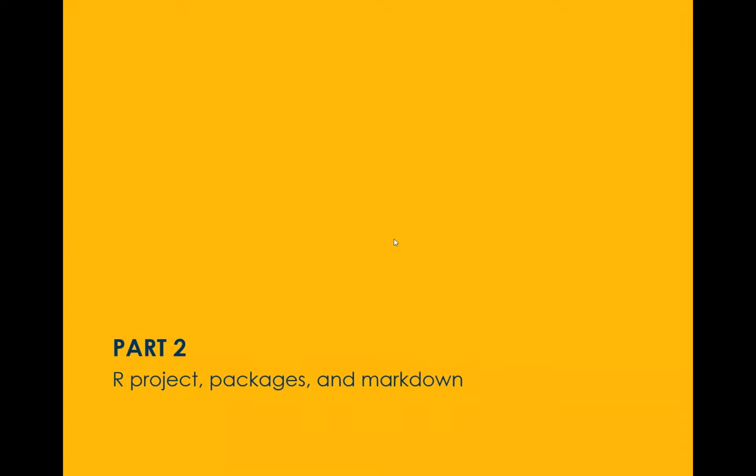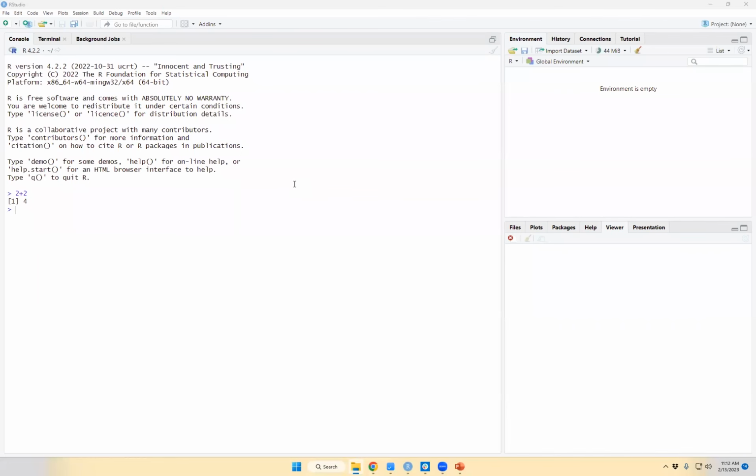Part 2 will be going over R projects, packages, and Markdown. So once you have R and RStudio downloaded, if you open up RStudio, you should have something come up that looks like this. You'll see 3 windows. In this first window, this is called the console. In the console, you can type code directly in the console. However, the downside of doing that is you are not able to save your work.